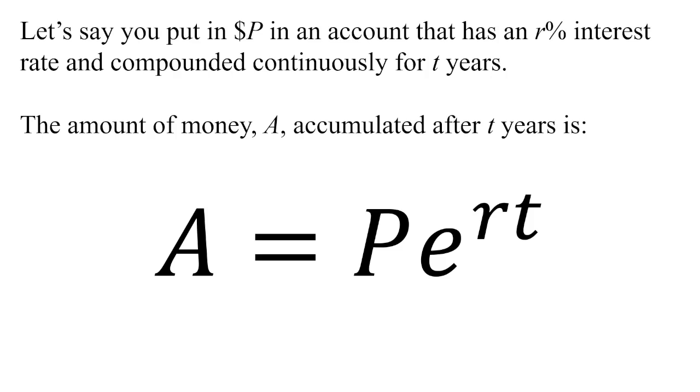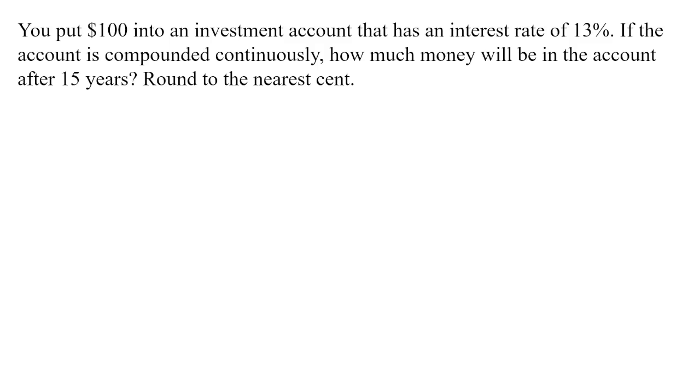So let's look at a couple of examples. You put $100 into an investment account that has an interest rate of 13%. If the account is compounded continuously, how much money will be in the account after 15 years? So let's see what we know. We know P is 100. R is 13%. We're going to go ahead and change that to a decimal, 0.13. T is 15. And we're looking for A.